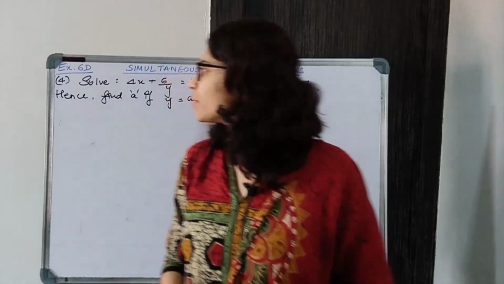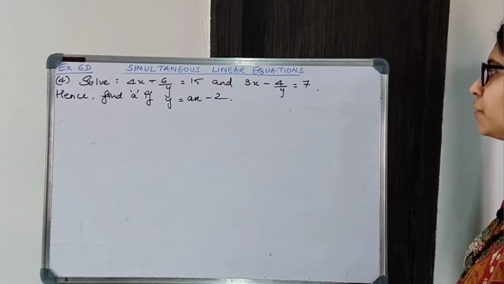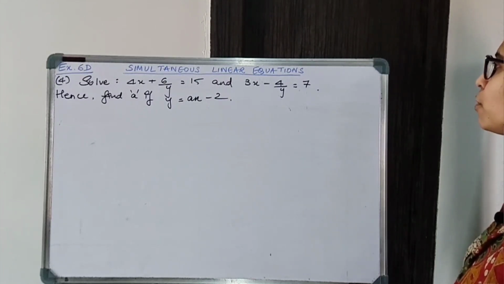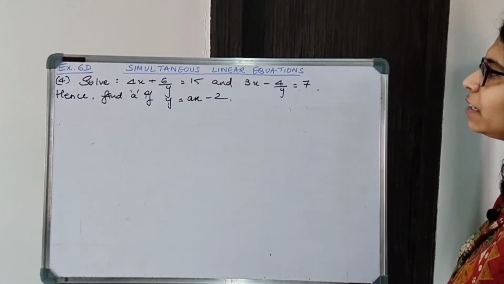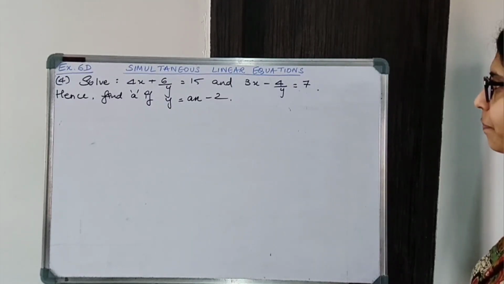Let's read the next question. Question number 4. Solve 4x plus 6 upon y equals 15 and 3x minus 4 upon y equals 7. Hence find a if y is equal to ax minus 2.